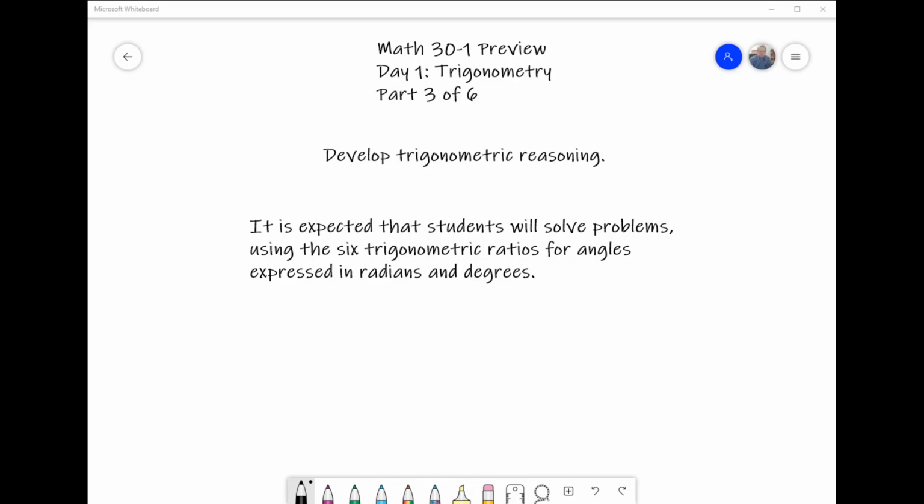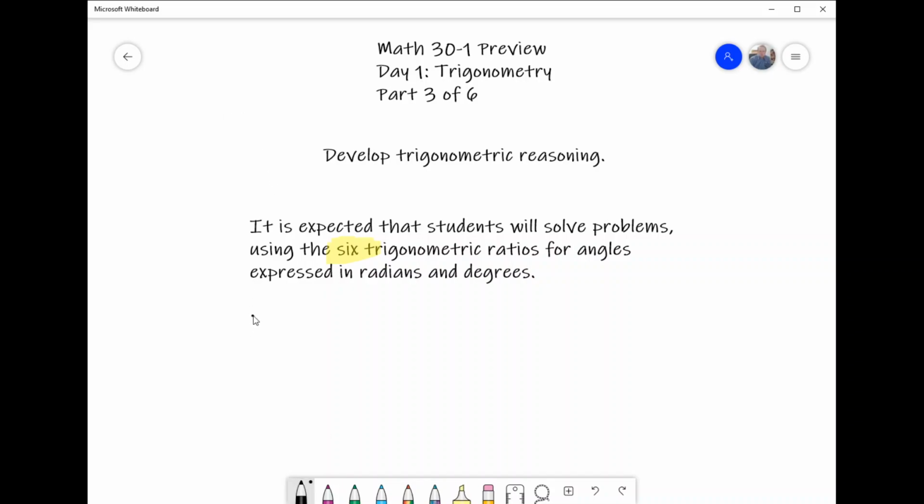As we continue the trigonometry portion of our Math 30-1 preview, we're going to develop trigonometric reasoning, noting that it is expected that students will solve problems using the 6 trigonometric ratios for angles expressed in radians and degrees. Now, the first reaction some of you are probably having here is, whoa, what do you mean 6 trigonometric ratios?